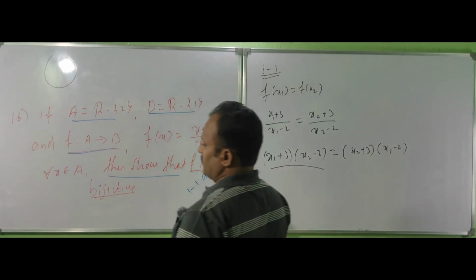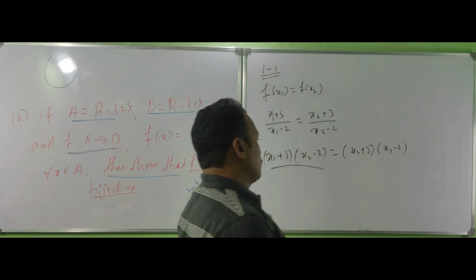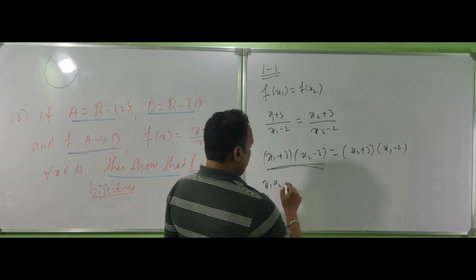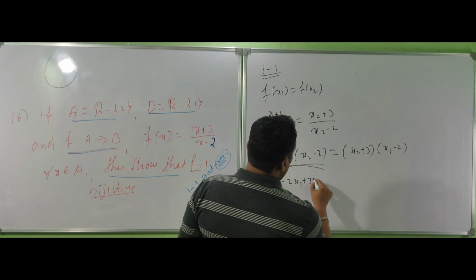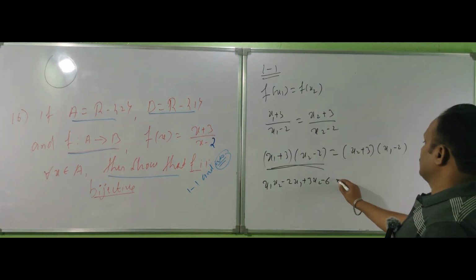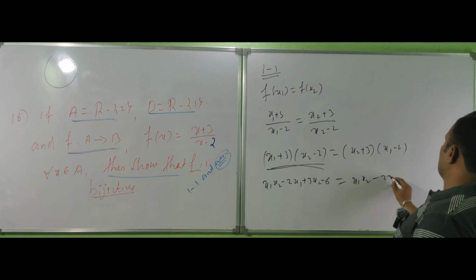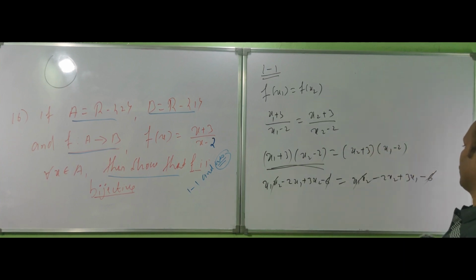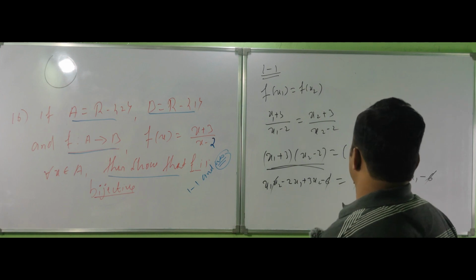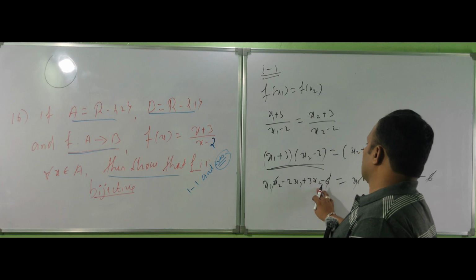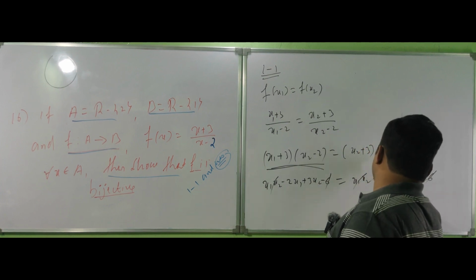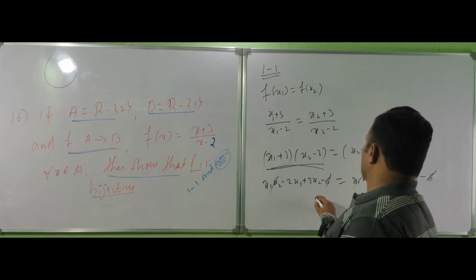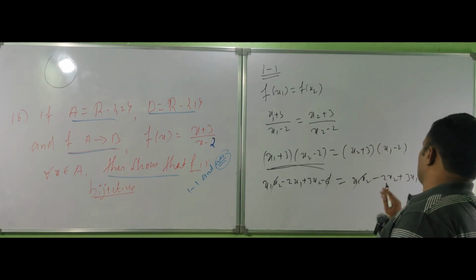Now simplification: x1 x2 minus 2x1 plus 3x2 minus 6 is equal to x1 x2 minus 2x2 plus 3x1 minus 6. The minus 6 cancels, and x1 x2 cancels. Now this becomes minus 2x1 plus 3x2 is equal to 3x1 minus 2x2.